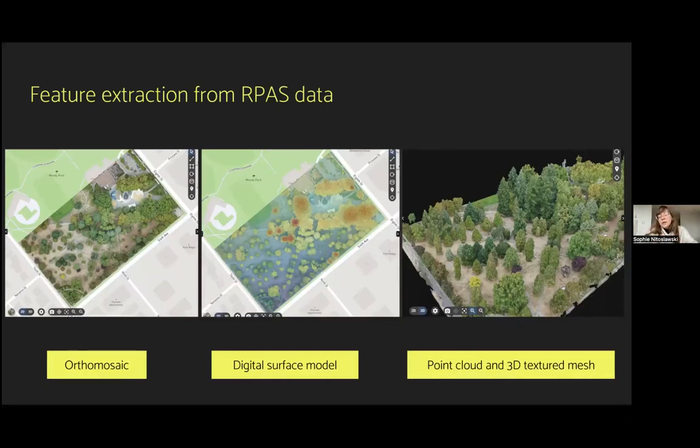You don't have to worry too much about images 2 and 3. So the ones in the middle or on the right, we won't be working with those.